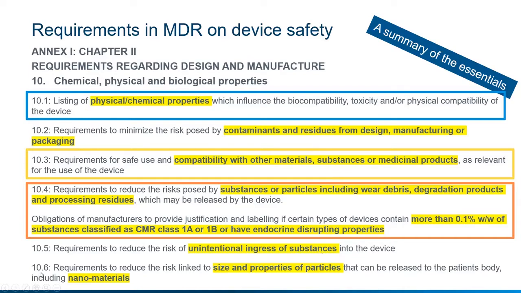And then lastly, in section 10.6, there is requirements to reduce the risks related to size and properties of particles that can be released by the device and into the body. And that includes actually nanomaterials. So if you have a device that is coated using a nanomaterial, you need to consider if you have to do tests or somehow document that nanomaterials are not released to the body.